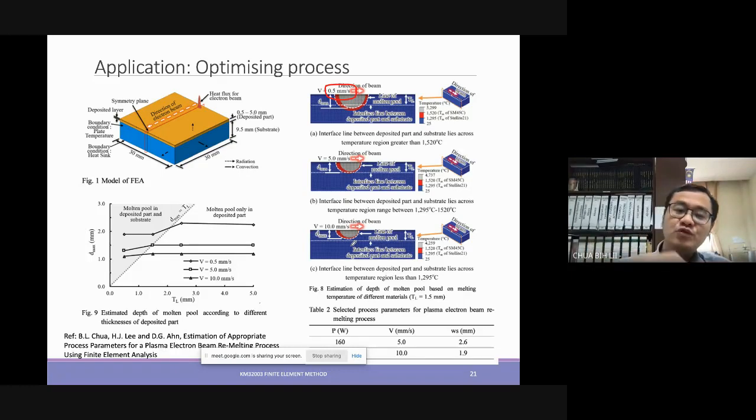process, which is supposed to stick the deposited layer with the bottom layer, will not occur at this place. So from this we can also study the effect of the process parameter, how fast we should do the scanning of the laser or electron beam in order to do this particular process.